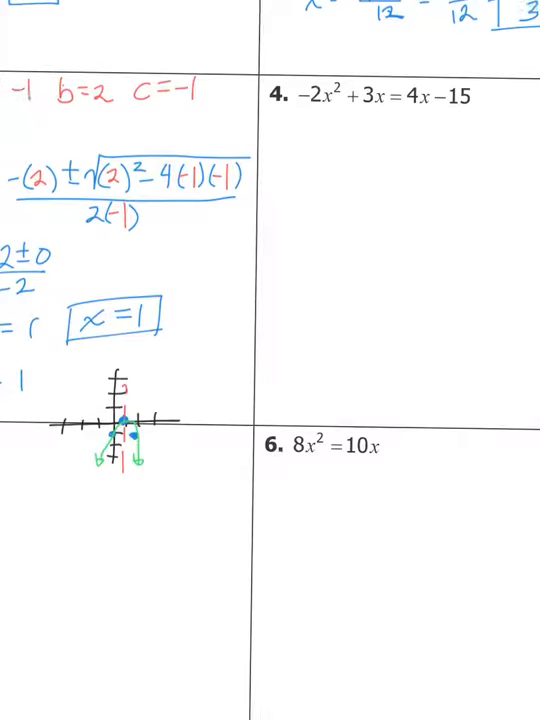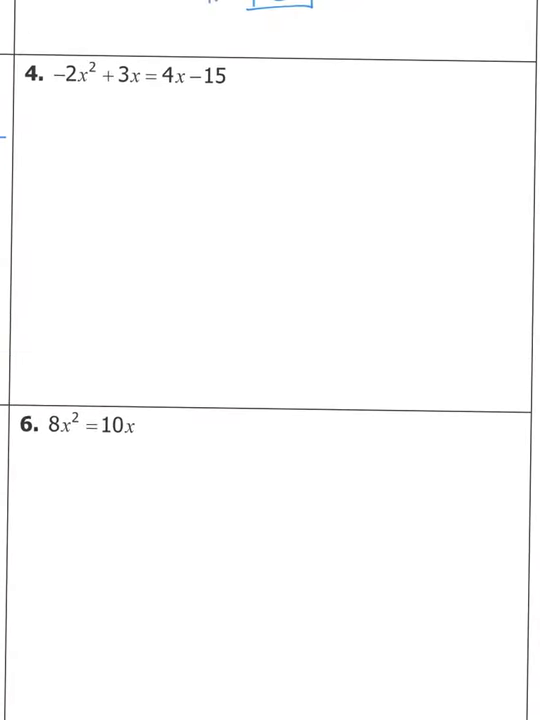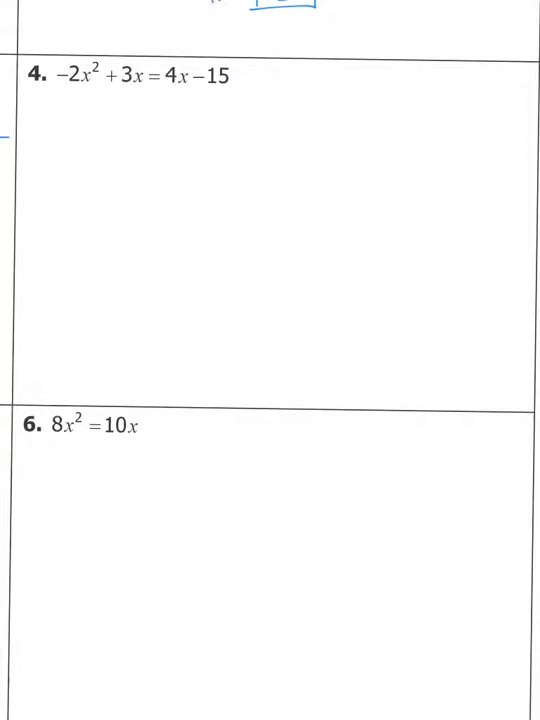Okay, so I want you to pause the video and complete your work for number 4, but a couple of things first. First and foremost, you of course are going to have to move all of this to this side. Line up like terms, only add things that are like terms. So get one side equal to 0. One of your answers is going to be a fraction and the other answer will not be a fraction. So pause the video, watch your signs, sing your song. Good luck.